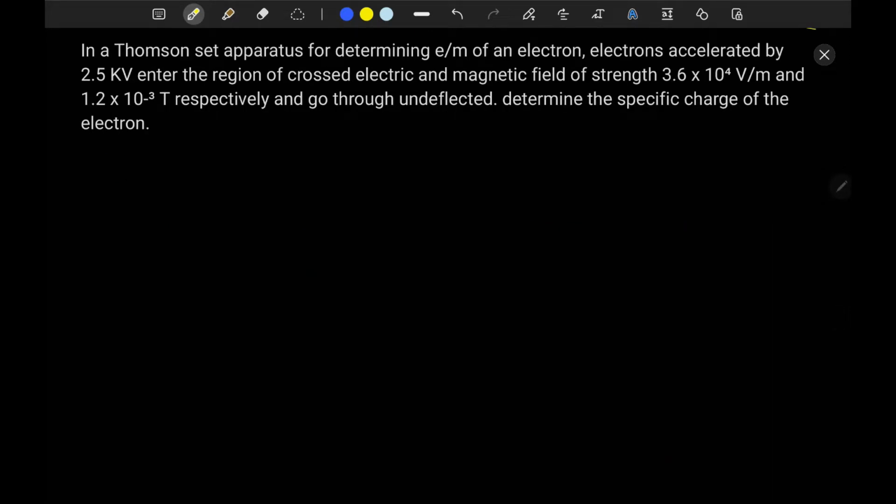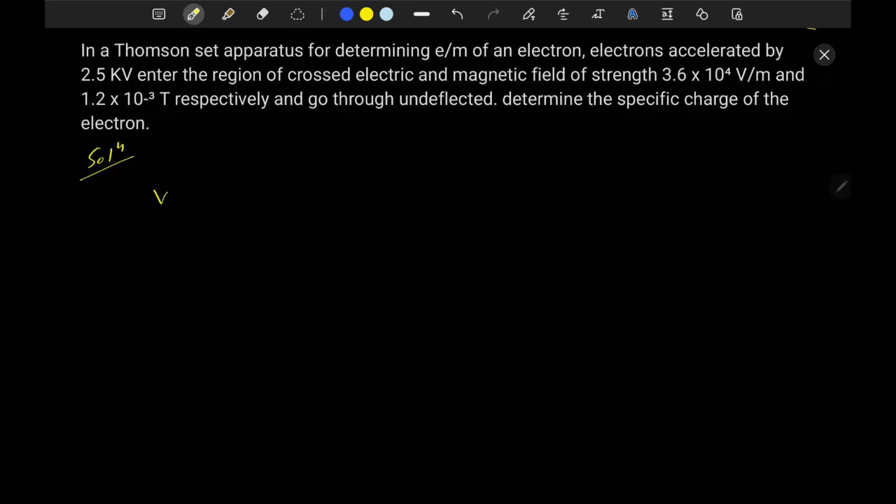Again, we have another question on the same topic. In a Thomson apparatus for determining e by m, an electron accelerated by 2.5 kilovolt enters the region of cross electric and magnetic field of strength 3.6 into 10 power 4 volt per meter and 1.2 into 10 power minus 3 Tesla respectively and goes through undeflected. Determine the specific charge of the electron. So the question is simple.